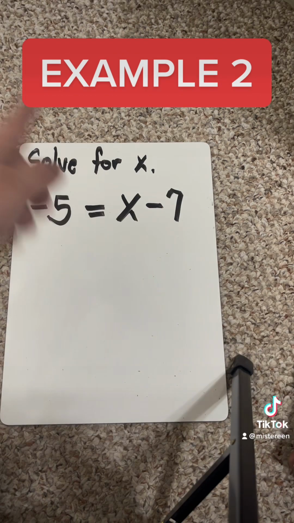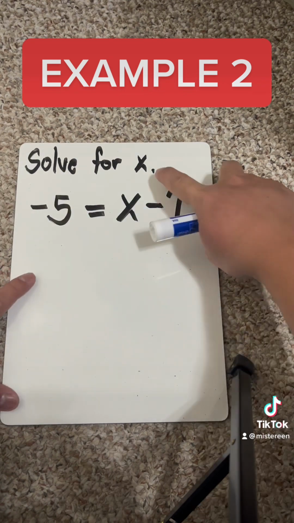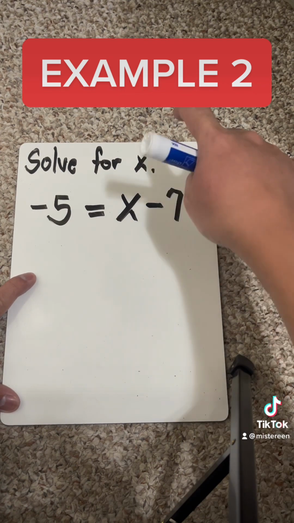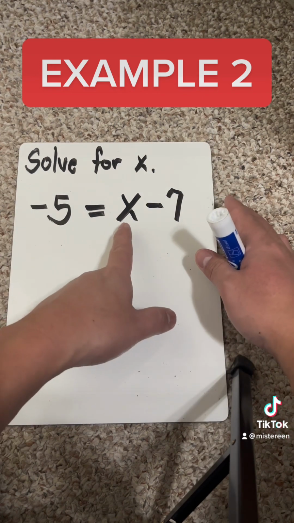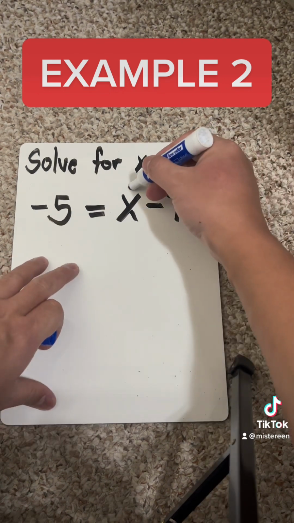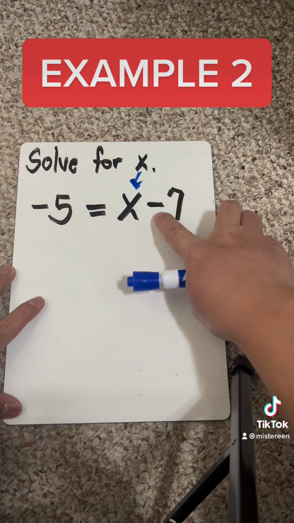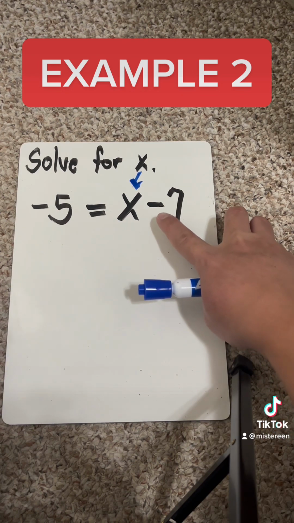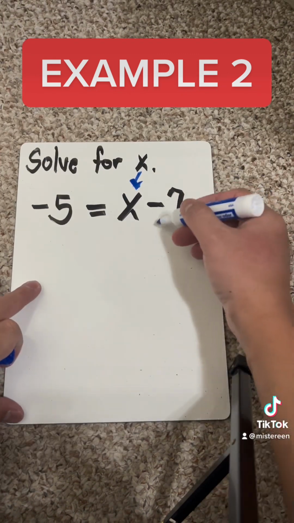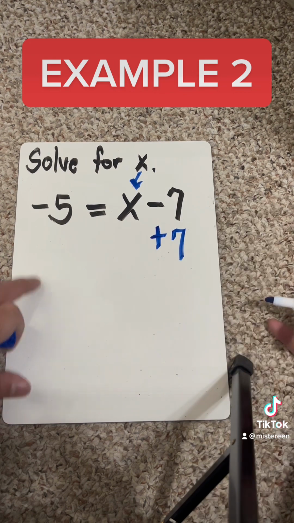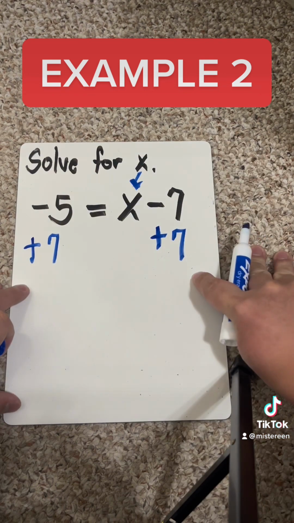Alright, our next example is negative 5 equals x minus 7, and we're going to solve for x. Now remember, if it says solve for x, it means the x must be left alone in either the left or right side. I see in here my x is in the right side, so I only want x in here. That means I need to get rid of this negative 7. Remember, to undo a subtraction is to do an addition. So I just do the opposite, which is plus 7. If I do it on one side to make it balance, I also need to do it on the other side. So plus 7 to both sides.